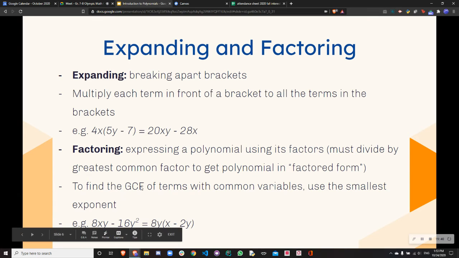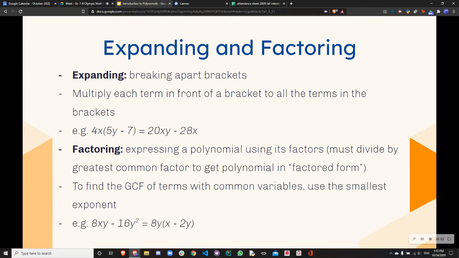And basically, to find the greatest common factor of terms with common variables, you have to use the smallest exponent of that variable. So say, here's an example. We have 8xy minus 16y squared. The greatest common factor here is 8y.